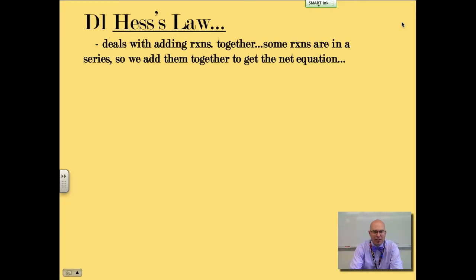All right, so we're going to move right along here, and we're going to be dealing with Hess's law. Hess's law, a lot of S's in a row here. Anyhow, Hess's law deals with adding reactions together.